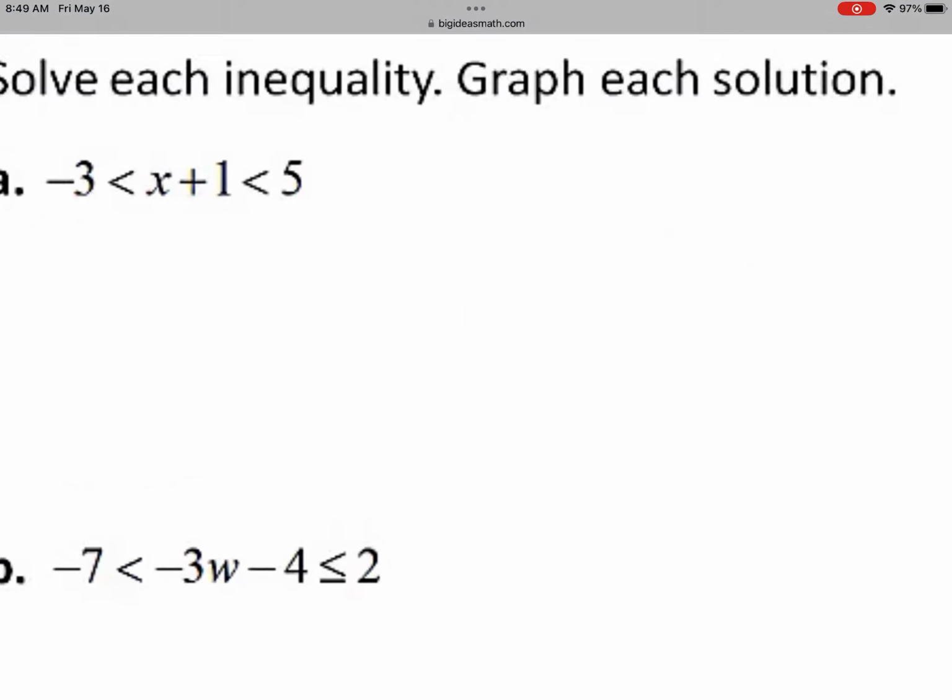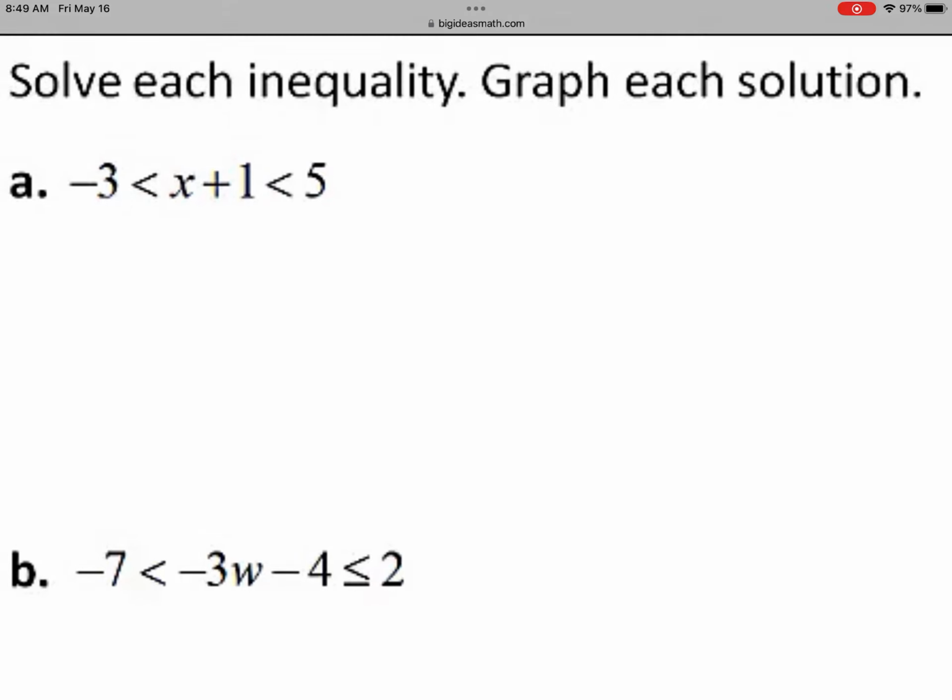Solve each inequality. Graph each solution. Part A. -3 is less than x plus 1 is less than 5. First, write the inequality. -3 is less than x plus 1 is less than 5.